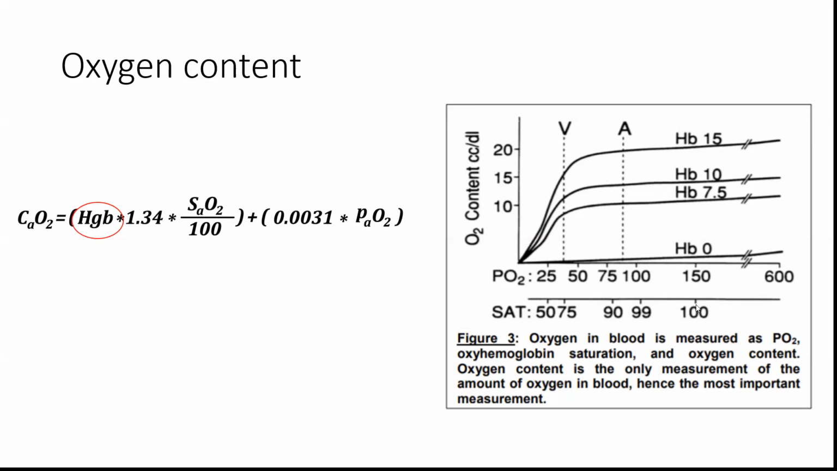So let's go here. A hemoglobin of 7.5 correlates with an oxygen content of 10 cc's per deciliter. To get to an oxygen content of 10 cc's per deciliter with a hemoglobin of 15, your saturation has to be where? All the way down to 75%, right? So you have to have a pretty major drop in your saturation, even though it does contribute to the overall oxygen content of the blood.